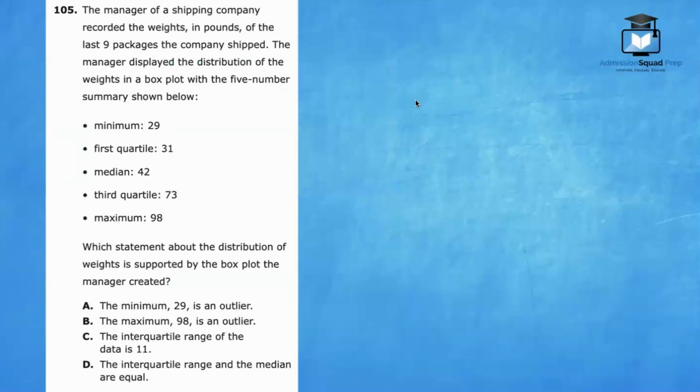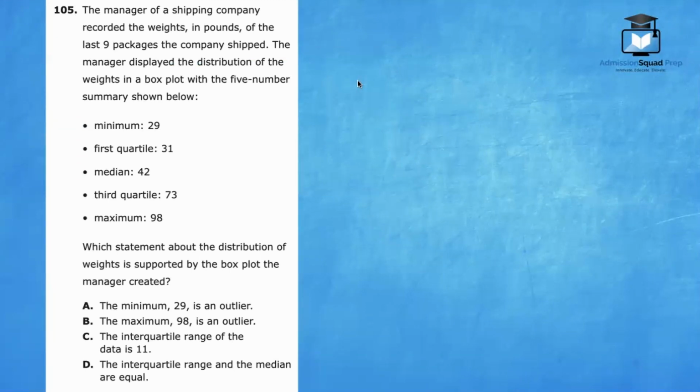Number 105. The manager of a shipping company recorded the weights in pounds of the last 9 packages the company shipped. The manager displayed the distribution of the weights in a box plot with the 5-number summary shown below. The minimum was 29, the first quartile 31, the median 42, the third quartile 73, and the maximum 98. Which statement about the distribution of weights is supported by the box plot the manager created?